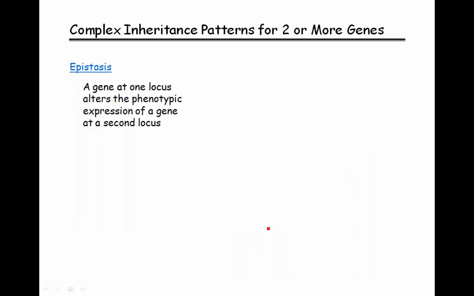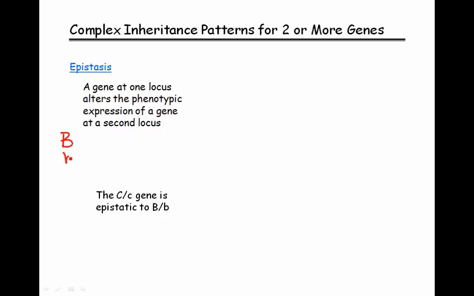Another special case is what we call epistasis. Epistasis is when you have a gene at one locus that alters the phenotypic expression of a gene at a second locus. So to look at a couple examples here, we do have a mouse color gene, and the color is the B gene.